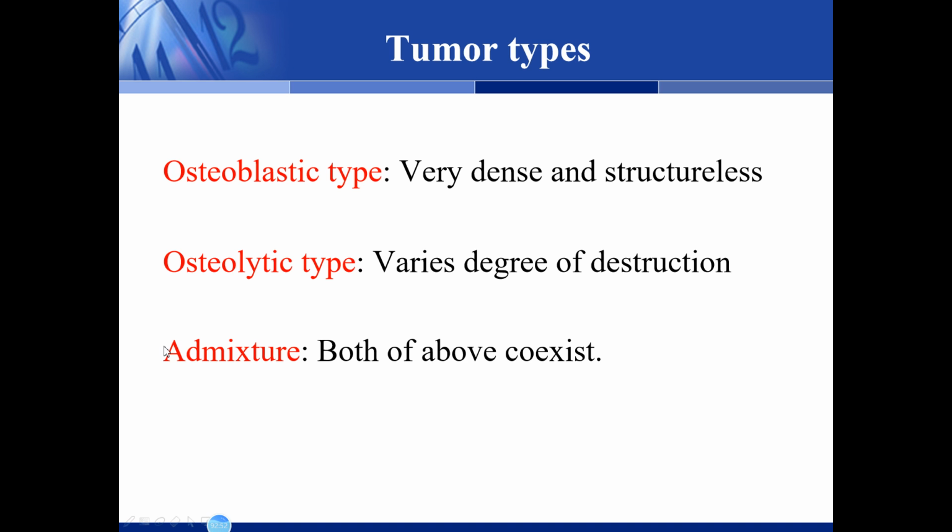It includes three types: osteoblastic type, osteolytic type, and admixture. The osteoblastic type is very dense and structureless. There is very high density. And the osteolytic type shows various degrees of destruction. And the mixed type is where both of the above coexist.